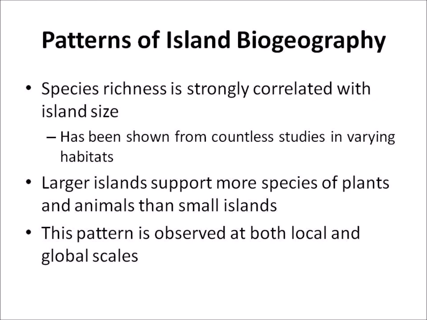So, patterns of island biogeography, some basics basically. Species richness is strongly correlated with island size, and this has been shown from countless studies in varying habitats. I'll show you a couple examples. Larger islands support more species of plants and animals than small islands. Again, we're generalizing here, but this general pattern does hold. And this pattern holds at both the local and the global scale.